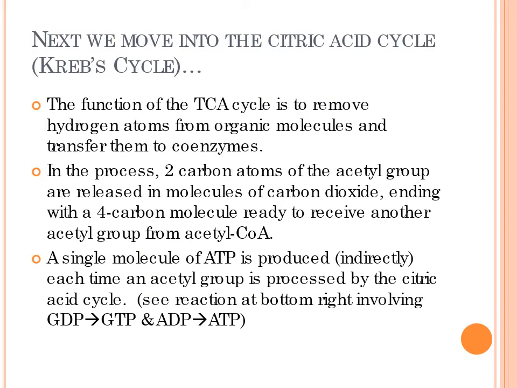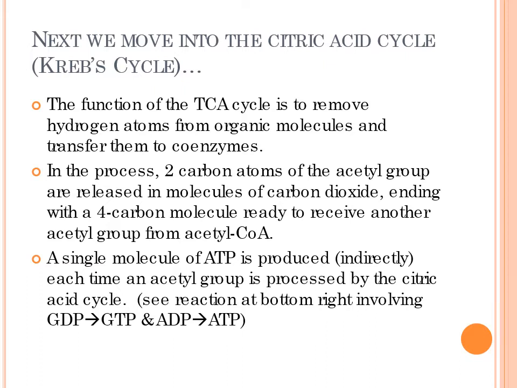The function of the citric acid cycle is to remove hydrogen ions from organic molecules and then transfer them to coenzymes. I would read that 3 or 4 times. You might see that again. The function of the citric acid cycle is to remove hydrogen ions or hydrogen atoms from organic molecules and transfer them to coenzymes.